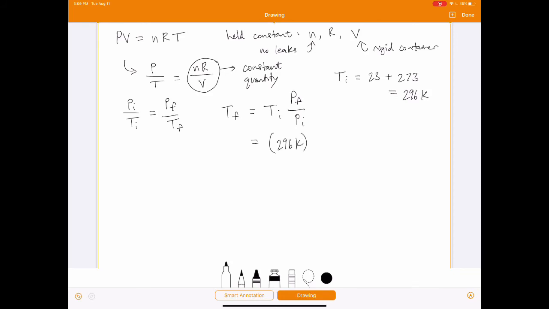So that's the initial temperature, 296 Kelvin. What's P final divided by P initial? Well, we're told that the pressure doubles, so this is a factor of 2. That gives us 592 Kelvin. If we wanted to express that final temperature in degrees Celsius, we would just take 592 Kelvin and subtract 273, which gives us 319 degrees Celsius. That's the answer. But again, notice you can't just take 23 degrees Celsius times 2. That's going to give you the wrong answer. You have to convert it to Kelvin if you're going to use the ideal gas law. It's really important.